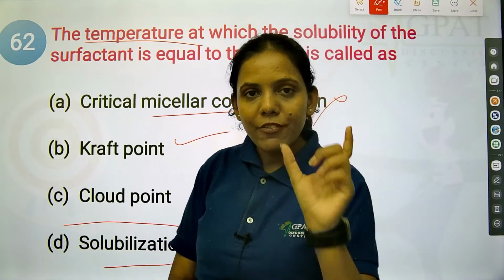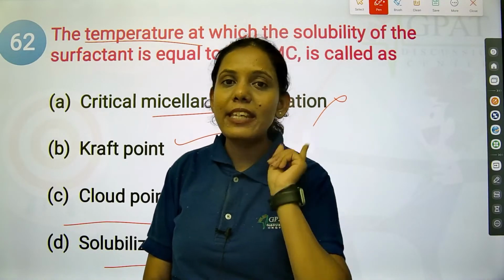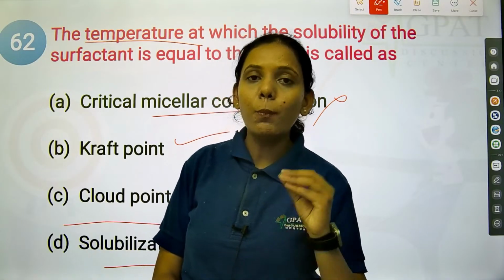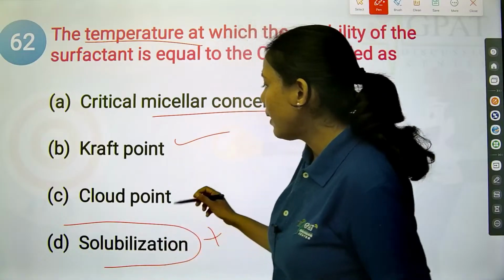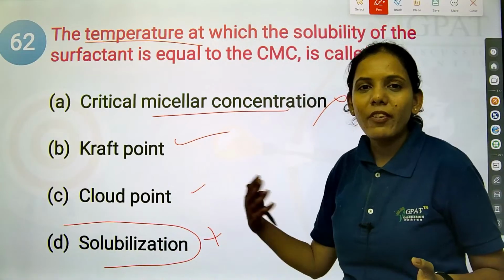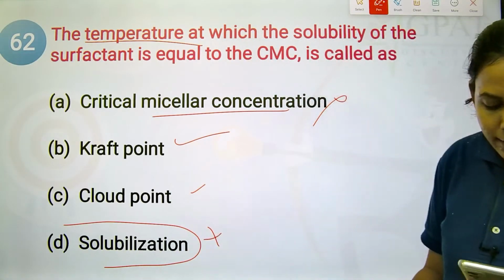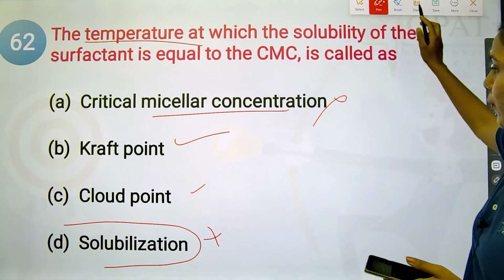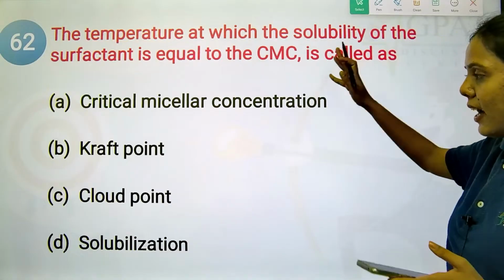That is the reason every surfactant will have one CMC value. That means the minimum concentration required to produce the micelles. So that is nothing but Kraft point. Cloud point means when it starts becoming cloudy. That is the reason it is cloud. Oleic acid HLB 1, very good all of you. Kraft point is the right answer, very good.